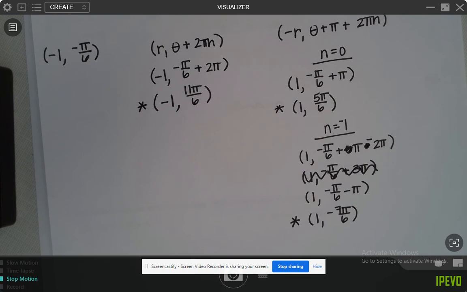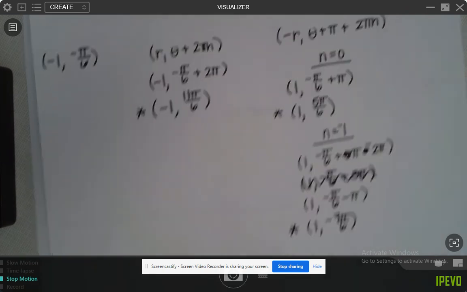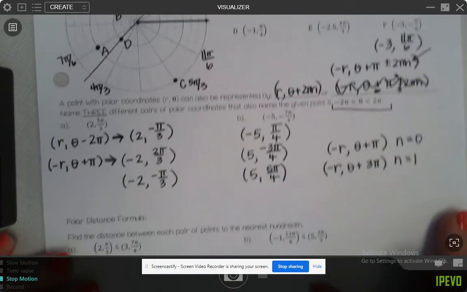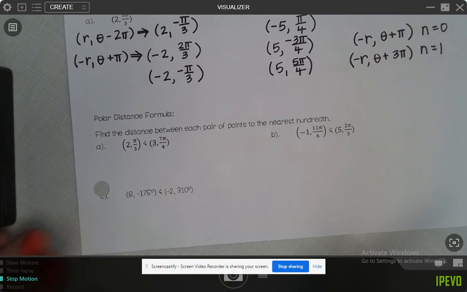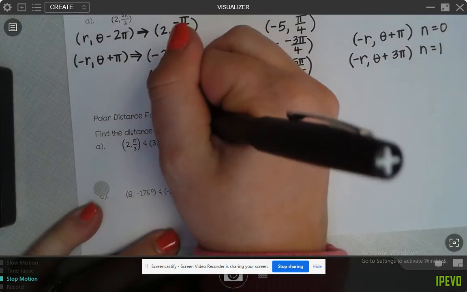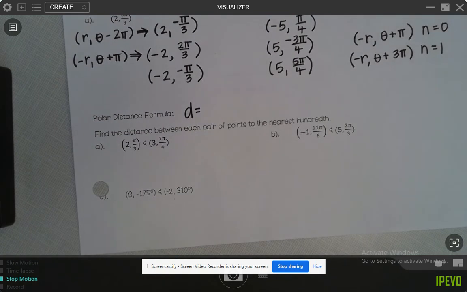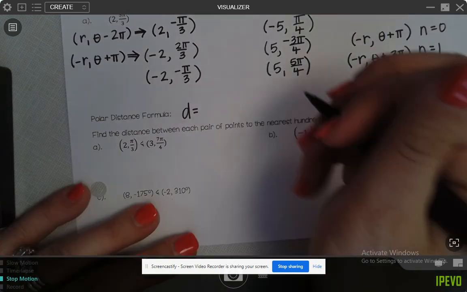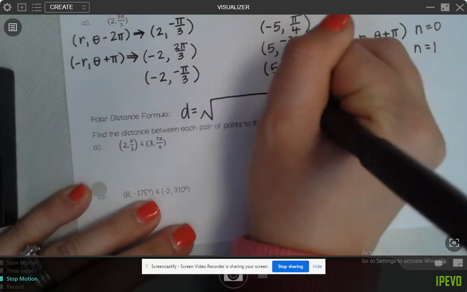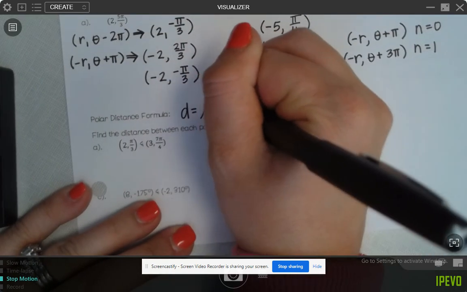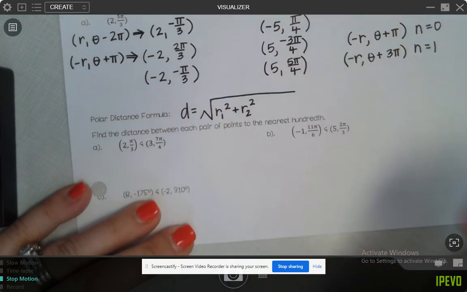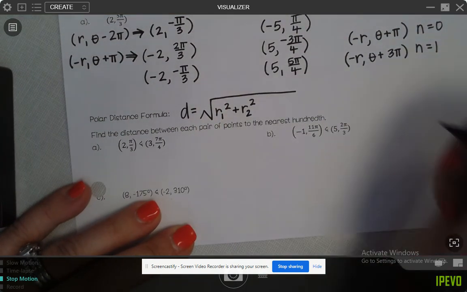There's one last thing on that paper. One last thing, distance formula. Here's your distance formula for polar. It is this. We don't have, that's slope. We don't have x's and y's. Completely different.